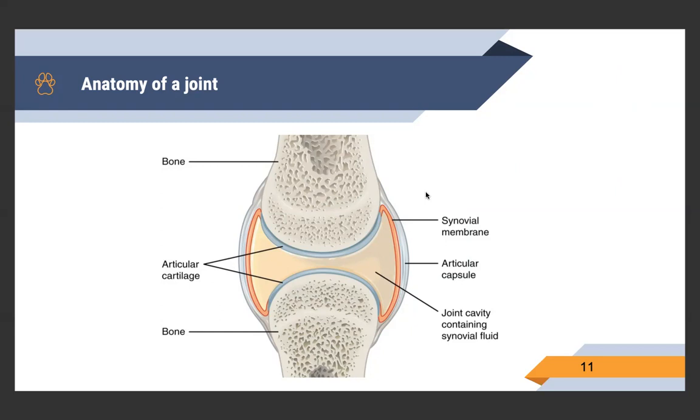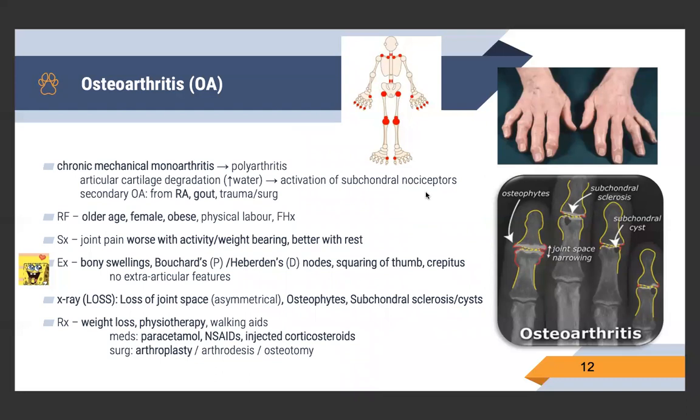Osteoarthritis, which is a chronic thing, usually starts off as a monoarthritis, but the natural history of it will be that it turns into a polyarthritis. And the dumb explanation of why it happens is wear and tear, and you can use this, it's a good explanation. In terms of what actually happens, it's water content being increased in the cartilage. And this activates the nociceptors, and that's where you get pain.